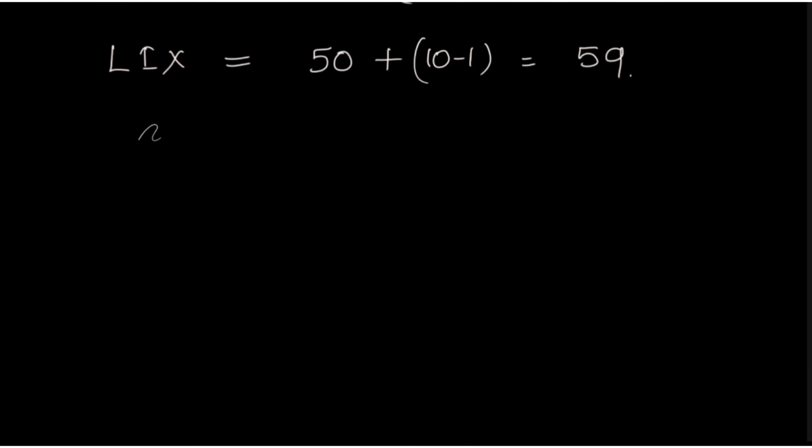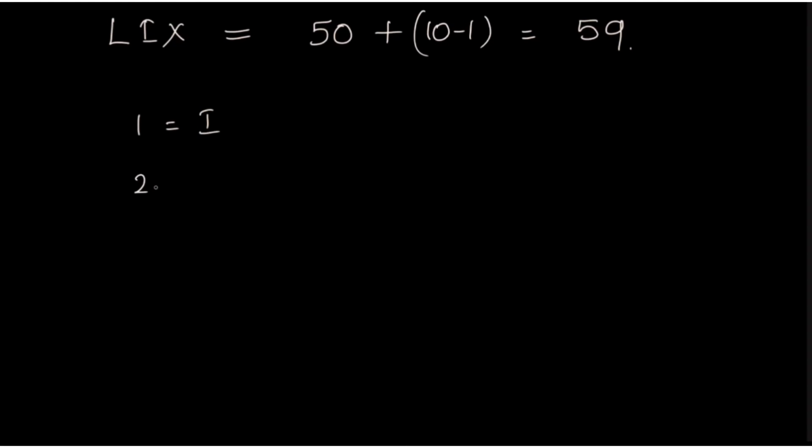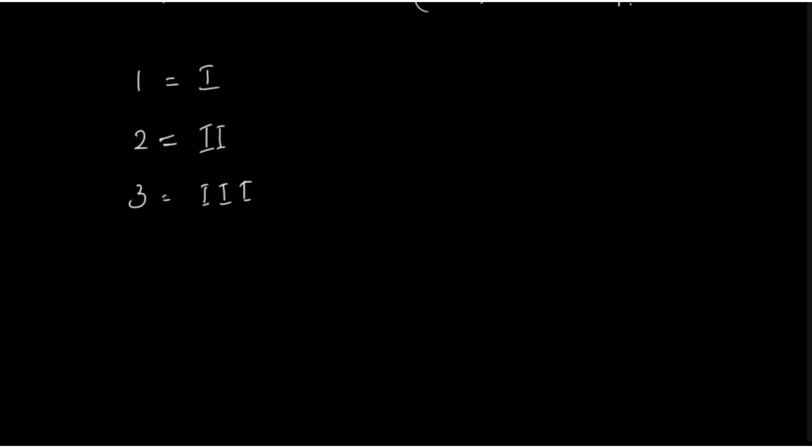We can write 1 as I. Then 2 is II. We can repeat I 2 times. The maximum times we can repeat is 3 times. I can be repeated 3 times. So 3 is equal to III. Next is 4. For 4 we cannot repeat a symbol 4 times.